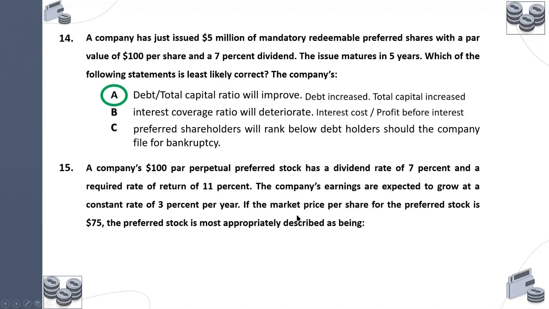Number 15: a company's $100 par perpetual preferred stock has a dividend rate of 7%.